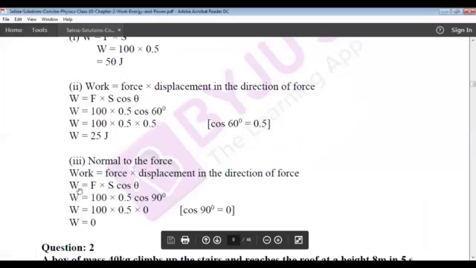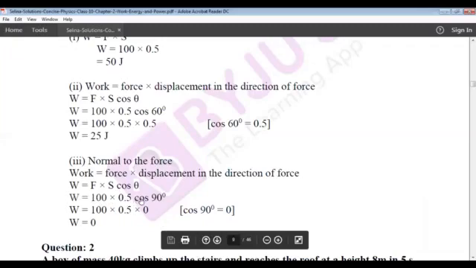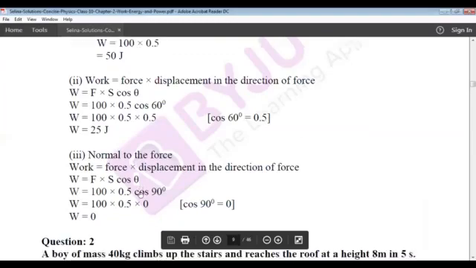So let us evaluate this. Work done is equal to force into S cos theta. So F is 100 Newton into S is 0.5 meter, cos 90. Cos 90 will be 0. Therefore, work done will be 0.